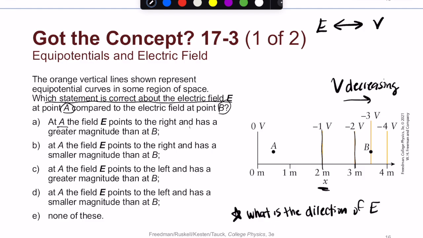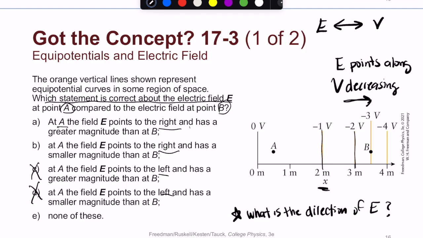So we're basically trying to figure out the direction of E. Okay, we just talked about how E points towards regions of lower potential, right? So if V is decreasing to the right, then E should also point to the right. E points along decreasing V, so our E should definitely be to the right. So it looks like we have a choice between A and B. C and D we're going to rule out because they say E points to the left, and we know already that E always points towards decreasing potential.